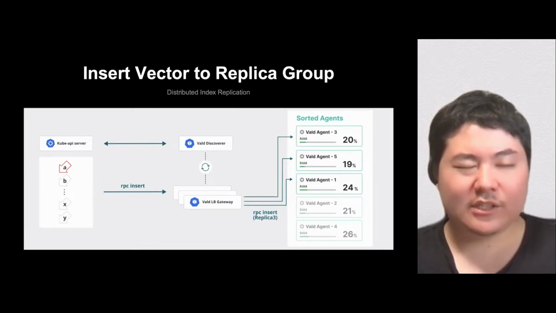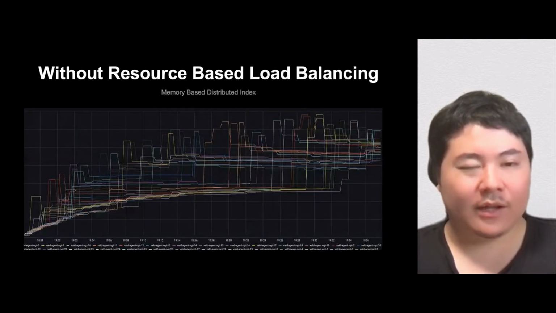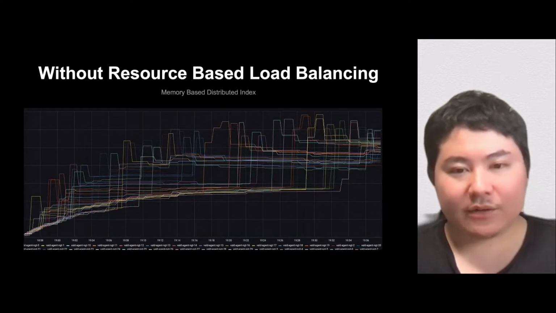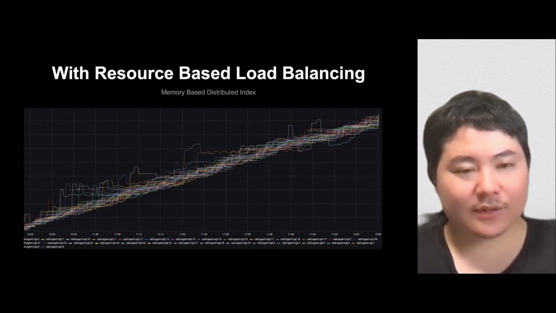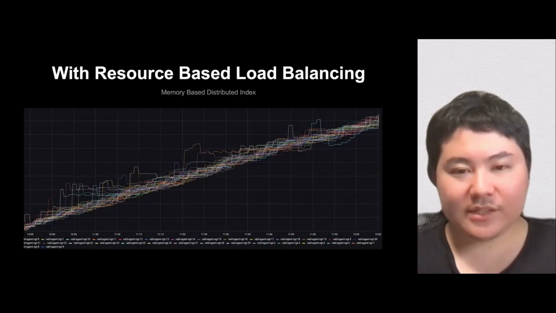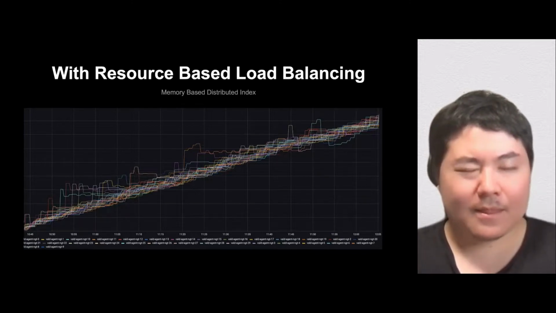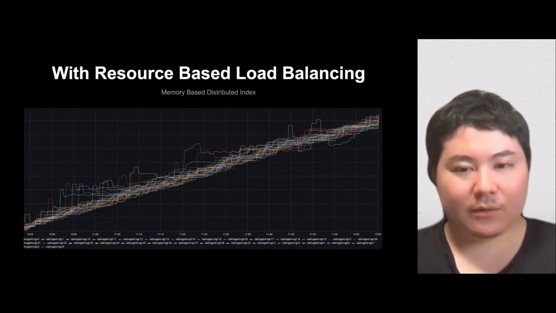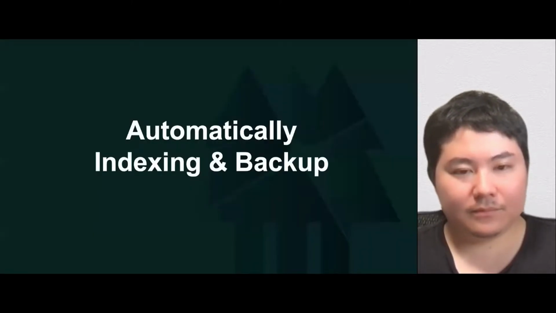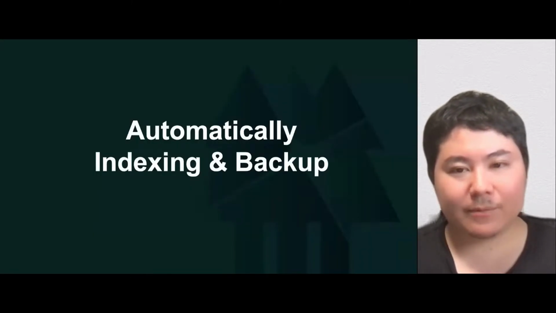where it's inserted. Before deploying this algorithm, you can see that the memory graph was rather messy like this, without resource-based load balancing. Now with resource-based load balancing, you can see that the usage is optimized. And agent out-of-memory kills are also prevented because of this.